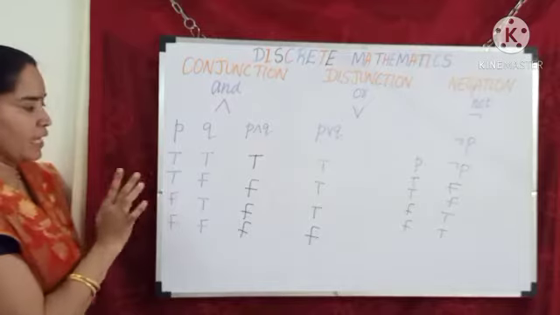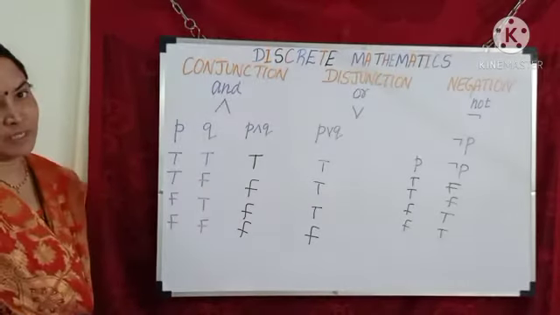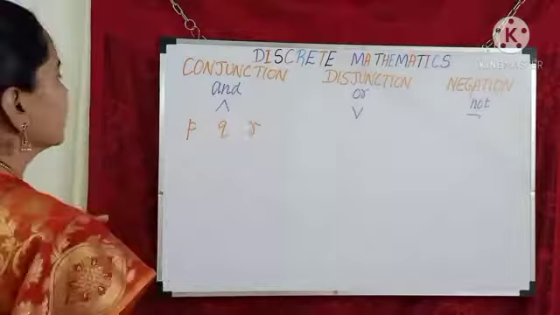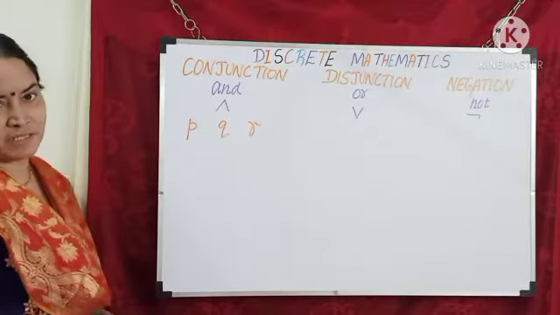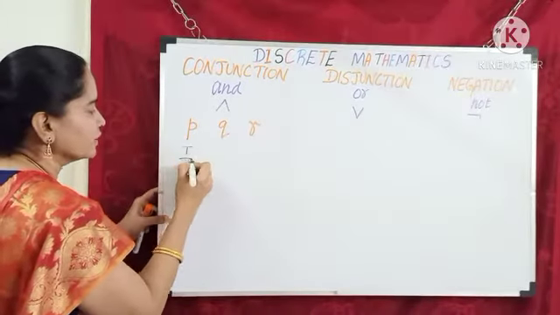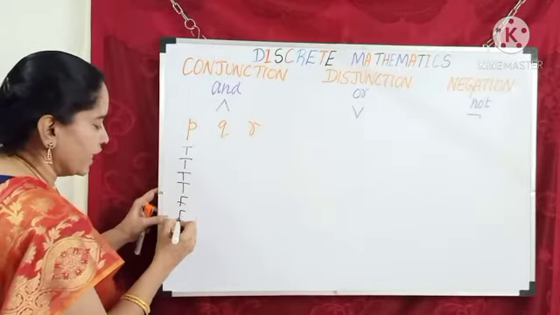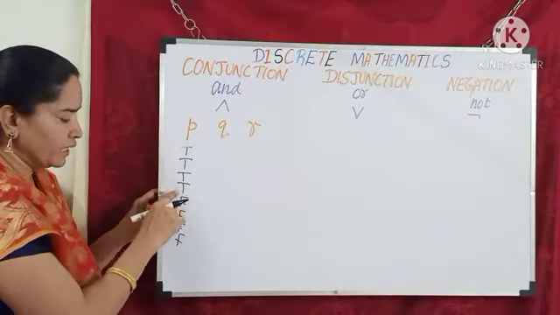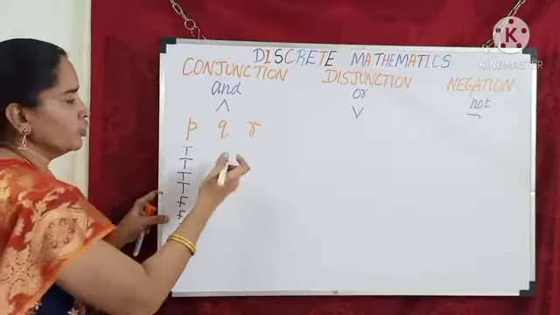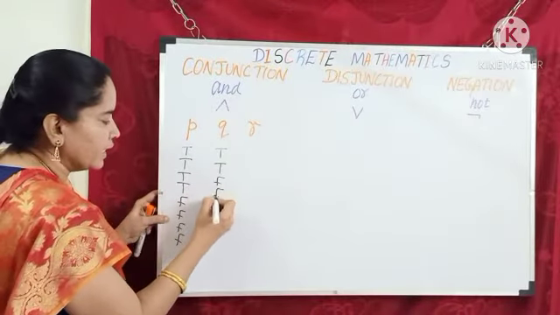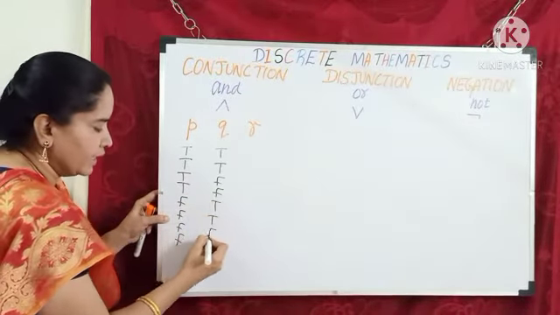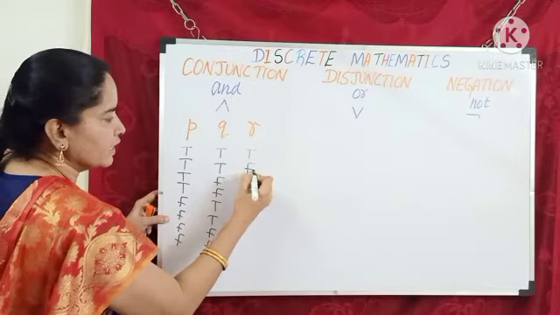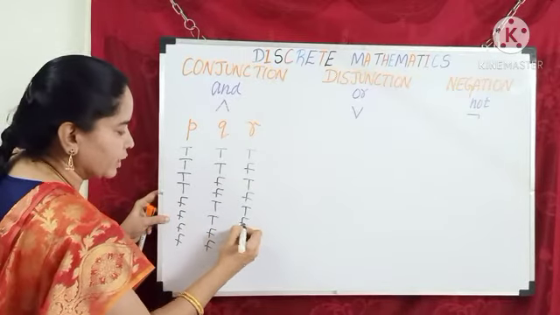Double T, double F. Single T, single F. Now the question is, if there are 3 statements, how will you assume that? When there are 3 statements, consider P as 4T, 4F. Just for remembering, we give the technique of learning. 4T, 4F. For Q, assume double T, double F. Again, double T, double F. For R, you can take single T, single F, single T, single F and continue.